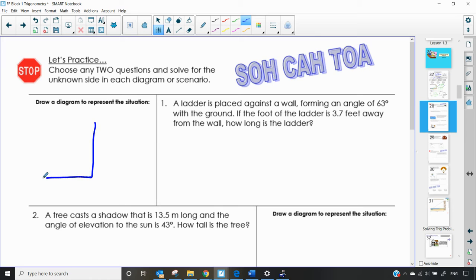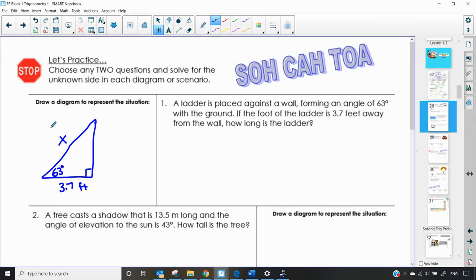So we start off by drawing our diagram. You may have that already drawn from your previous lesson. We've got 63 degrees. We've got our 90 degrees. We know that the distance from the wall is 3.7 feet, and we're looking for the length of the ladder. Sometimes people will put their x in the wrong spot, but you have to ask yourself which one represents the ladder, and that's our angle.